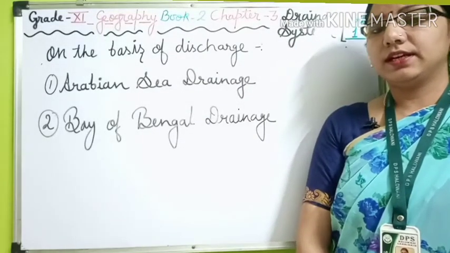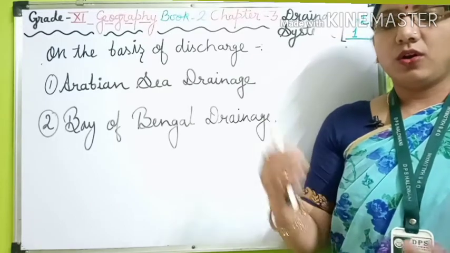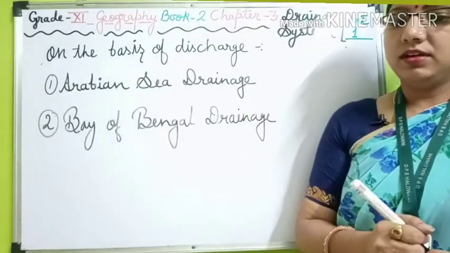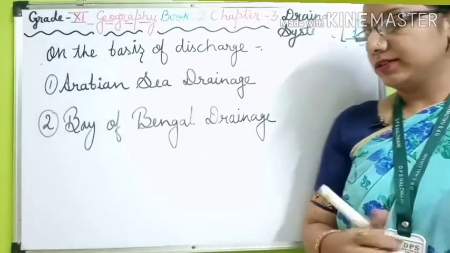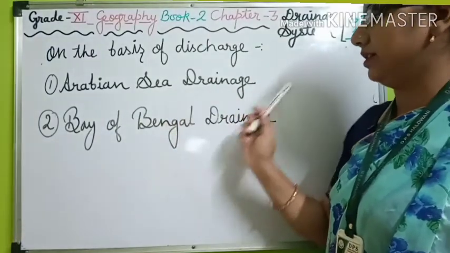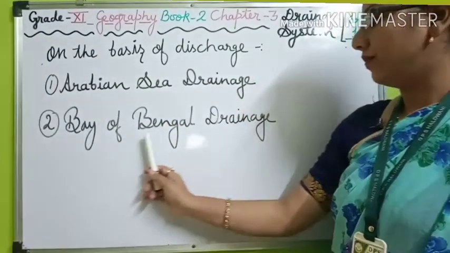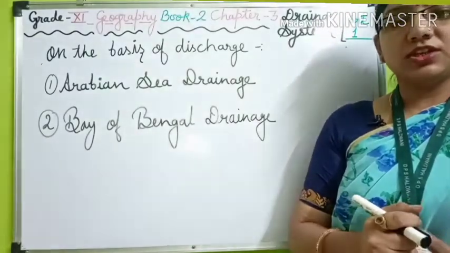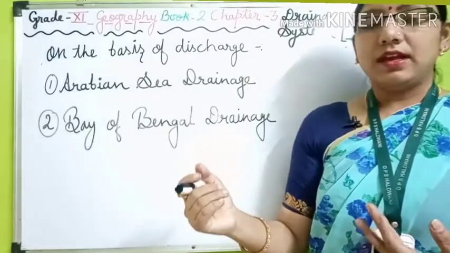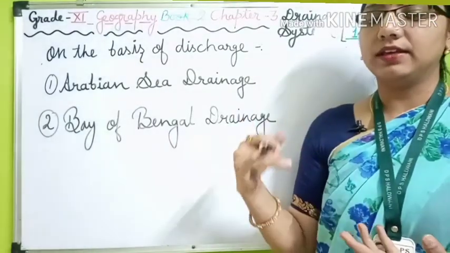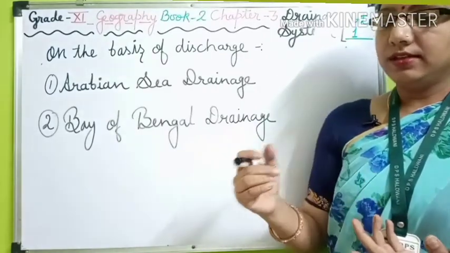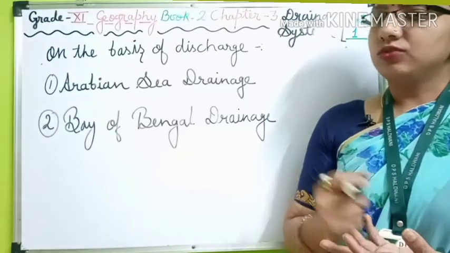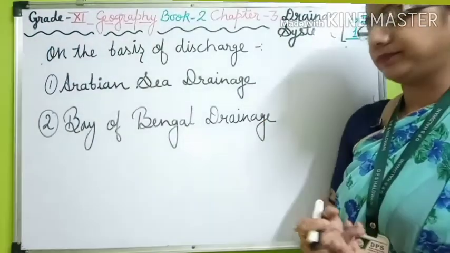Students, the Indian drainage system may be divided on various bases. On the basis of discharge, it can be divided into two parts. First, the Arabian Sea drainage, and the second is Bay of Bengal drainage. They are separated from each other by the Delhi Ridge, the Aravalli and the Sahyadri. So let's see how they are divided and separated from each other through this map.